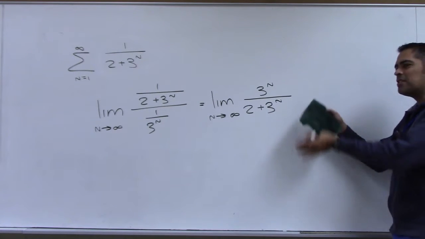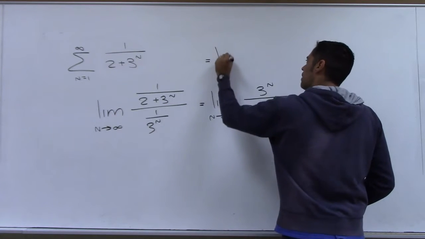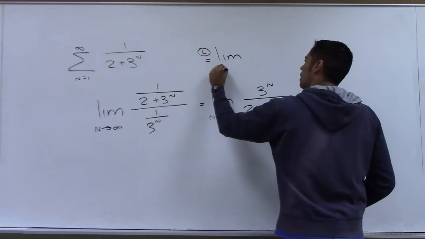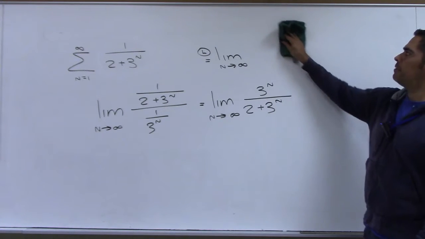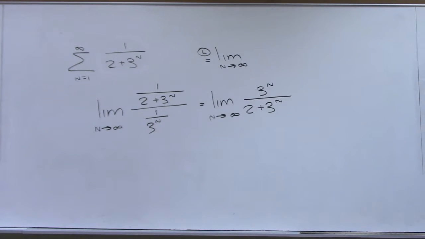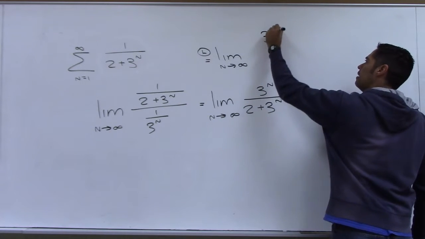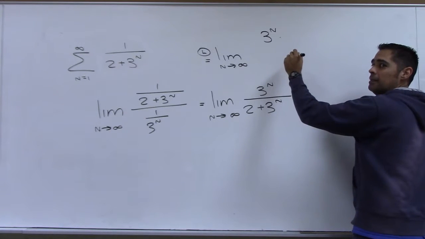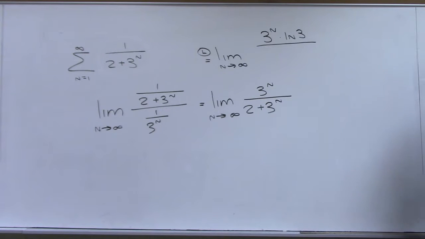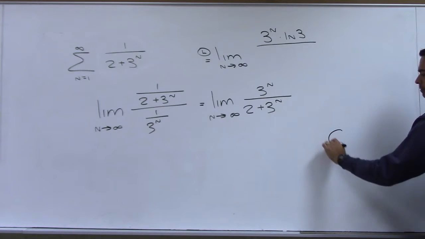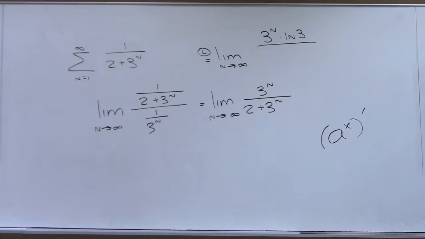Now again, we are not going to switch it to x. We already talked about that last class. We're just going to go from there and say, all right, that's limit by L'Hopital's rule, n goes to infinity. Now carefully tell me what the derivative of the top is. 3 to the n natural log 3. Go back. Cal 1: derivative of a to the x is a to the x times natural log a.